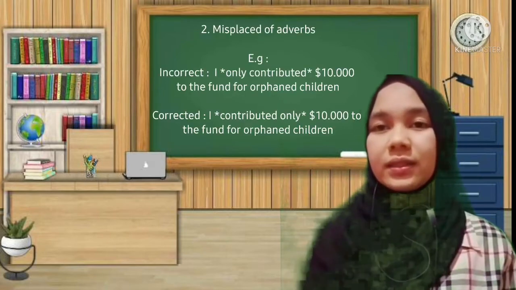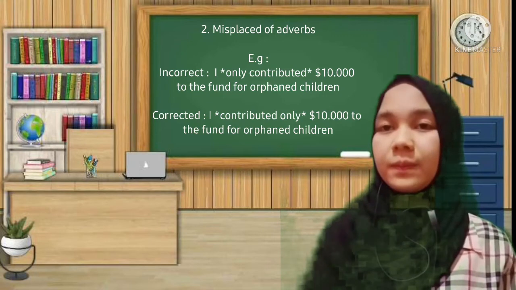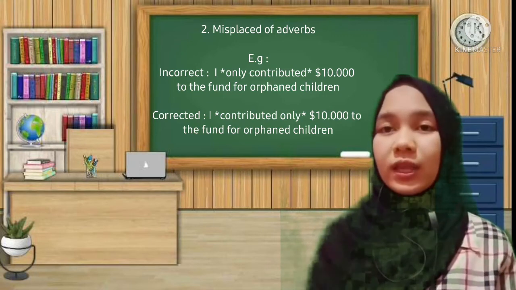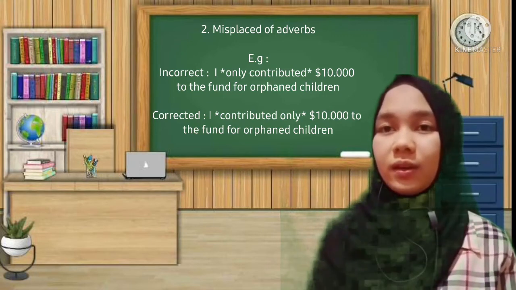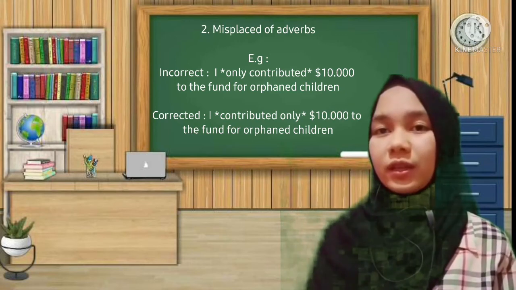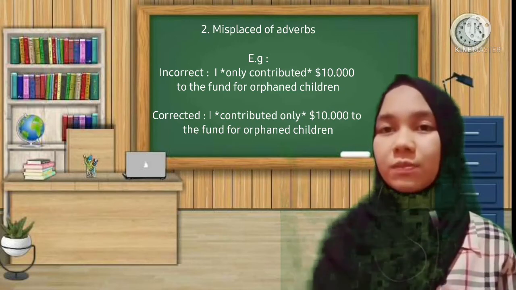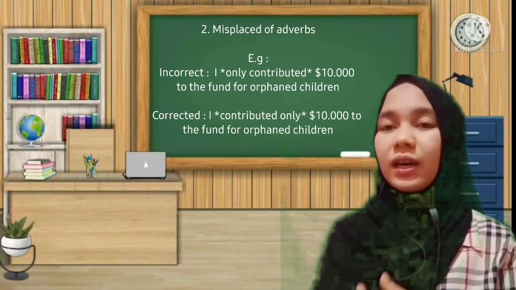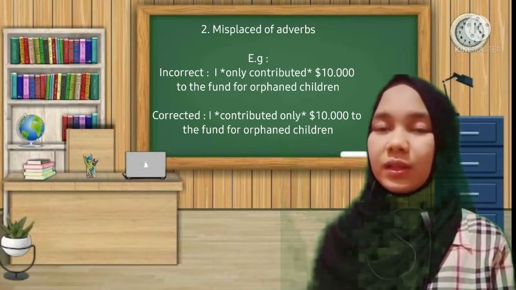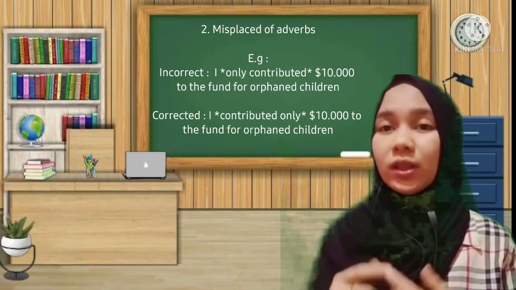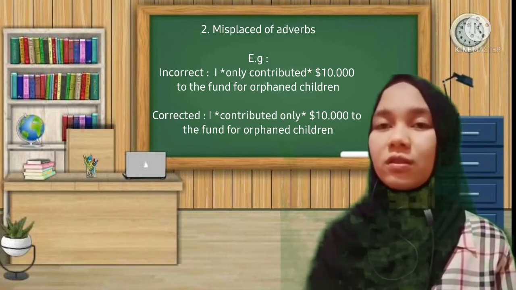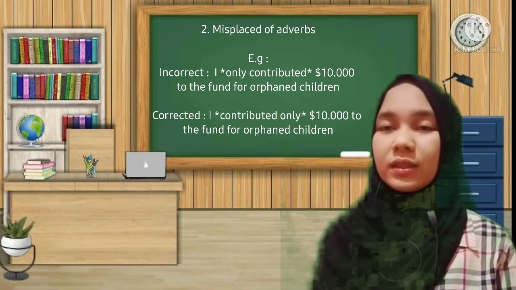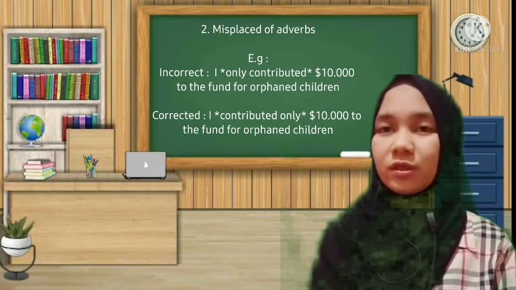The second is misplaced adverb. Misplaced adverbs not only alter the intended meaning, but also create a sentence whose meaning is highly unlikely or completely ridiculous. For example, I only contribute $10,000 to a fund for orphaned children.